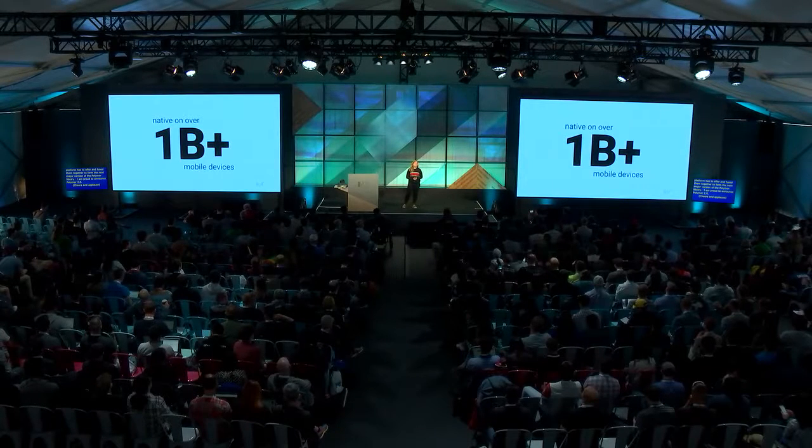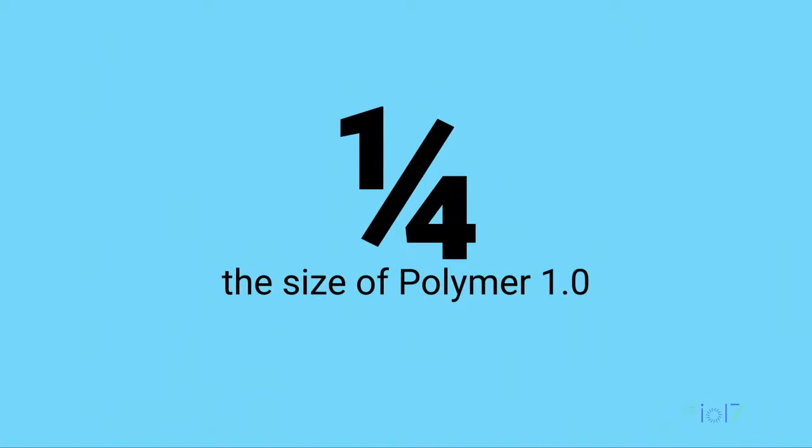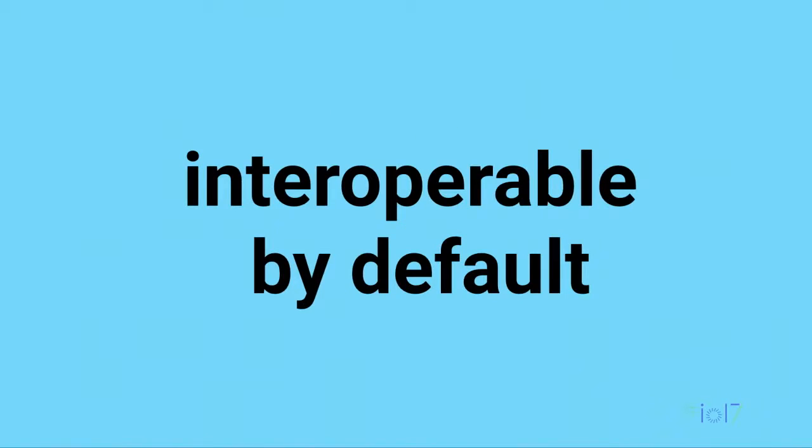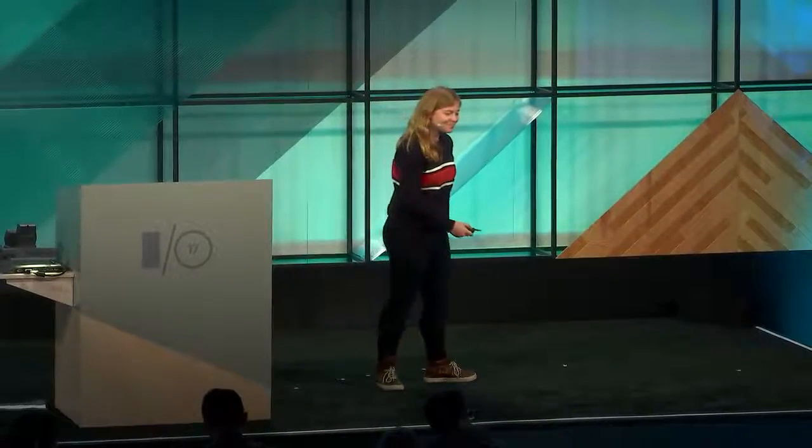Polymer 2.0 is based on web platform standards that are natively supported on over 1 billion mobile devices. Because of advancements in the platform, Polymer 2.0 is 1/4 the size of 1.0. And all of this makes web components built with Polymer 2.0 interoperable by default, meaning you can use them more easily in popular JavaScript frameworks. Here to talk more about Polymer 2.0's main goals and how we achieve them is one of the tech leads on our core Polymer team, Kevin Schaff.